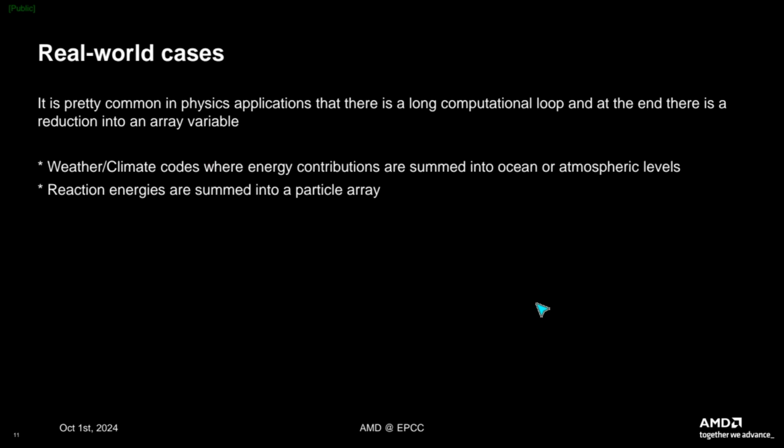And I guess a question is, well, why should we pay so much close attention to a reduction? Because they happen in a lot of applications, right? It's pretty common in physics applications that there's a really long computational loop, and then at the very end, you have to reduce into an array variable. Most of you are probably familiar with this, whether you work on weather codes where the energy contributions are summed into ocean or atmospheric levels at the end, or you work on something with reaction energies that are then summed into a particle array. And this happens in more applications than just these, but it is a very, very common case.